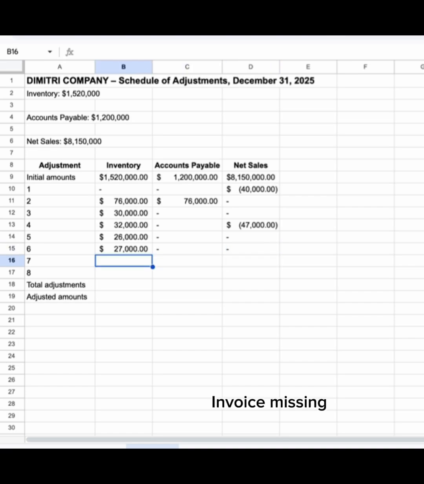Adjustment 7. Goods received on December 26, costing $56,000, were correctly counted in inventory, but the supplier's invoice wasn't entered yet, so the liability is missing. We add $56,000 to accounts payable. No change to inventory since the goods were already included.